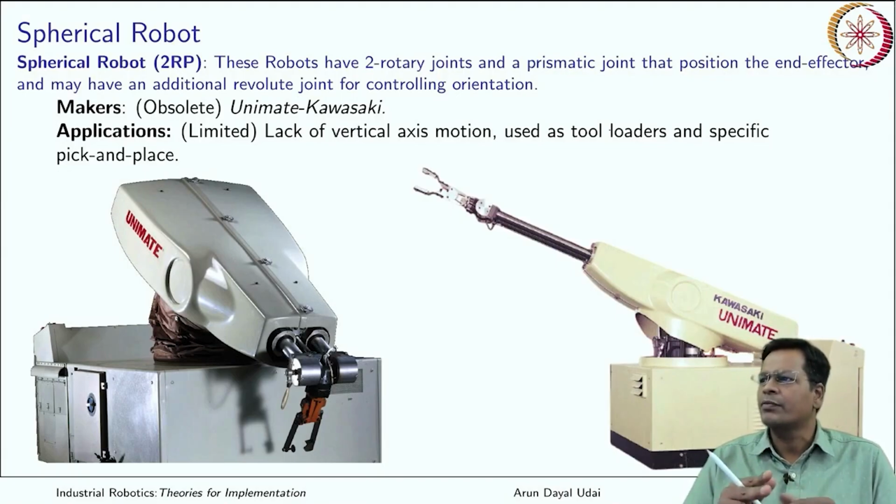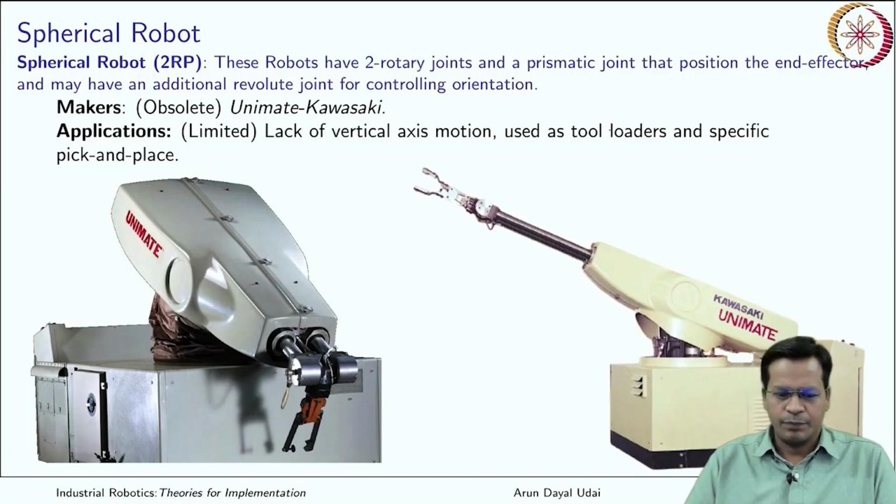Applications are limited, due to the lack of vertical axis motion. There is no axis which can make it go vertically up and down, so that is something this type of robot is lacking. It is used as a tool loader and for specific pick and place tasks.